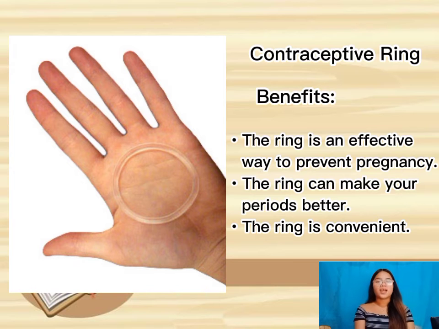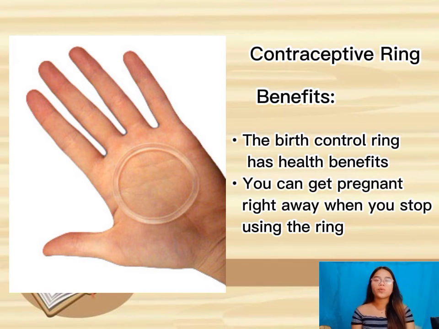Lots of people like the birth control ring because it makes their periods regular and easy to predict. The hormones in the ring can also help the menstrual cramps and make your period lighter. Fourth, the birth control ring has health benefits. Side effects aren't always a bad thing, and the ring isn't just for birth control.